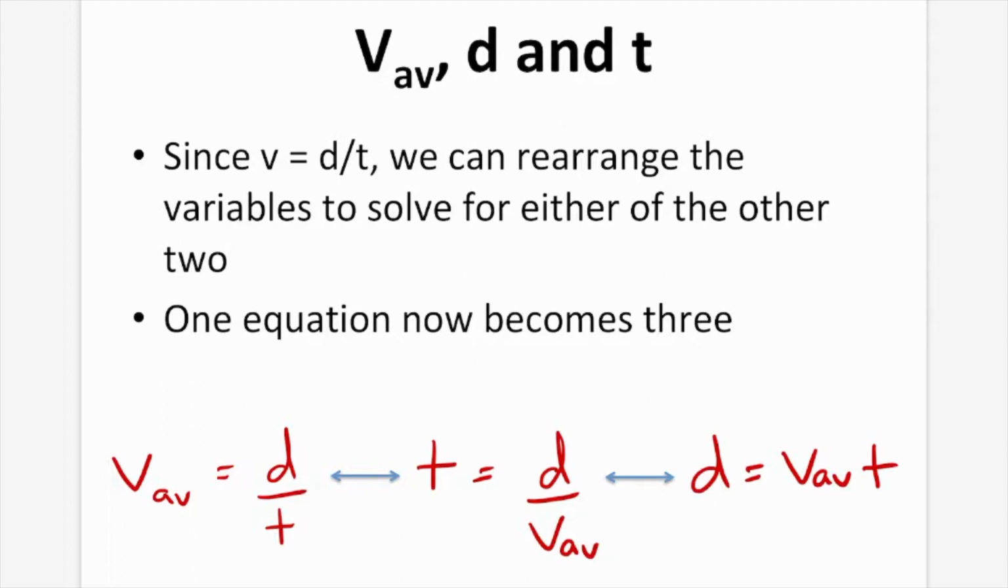Since v equals d over t, we can rearrange the variables to solve for either of the other two. One equation now becomes 3. So we have our v equals d over t in our first equation. If we rearrange and solve for t, we're going to get t equals d over v, and then we can rearrange again to solve for d. d equals v times t.